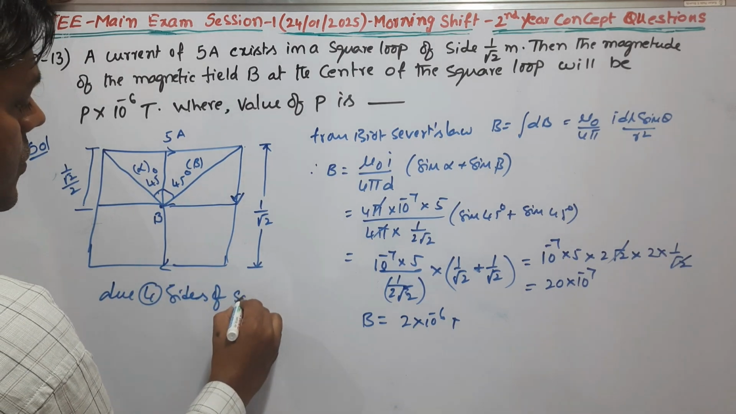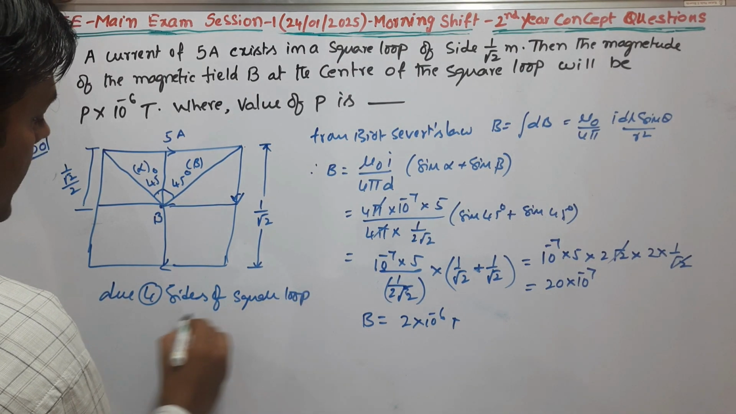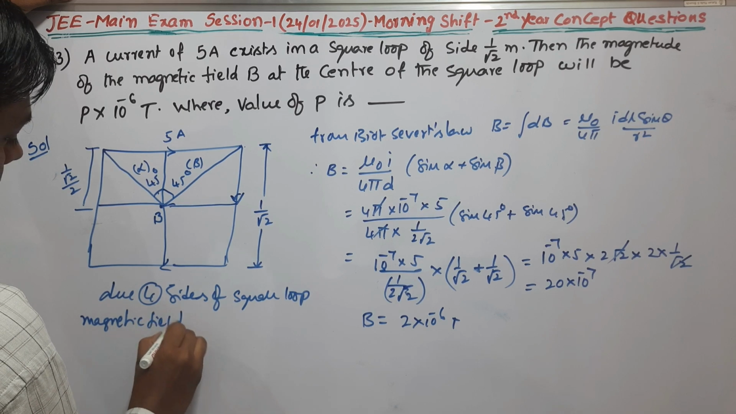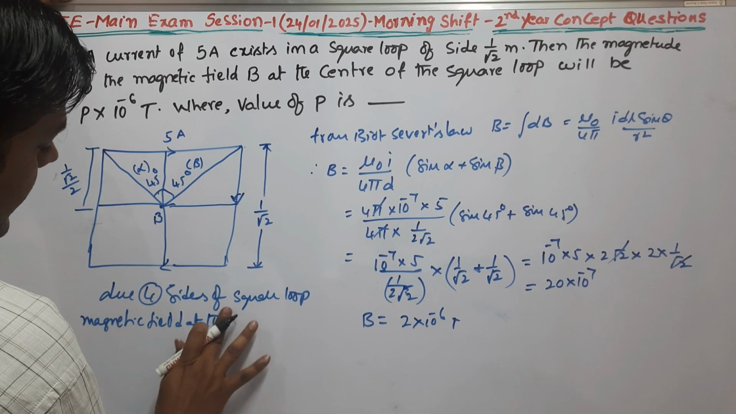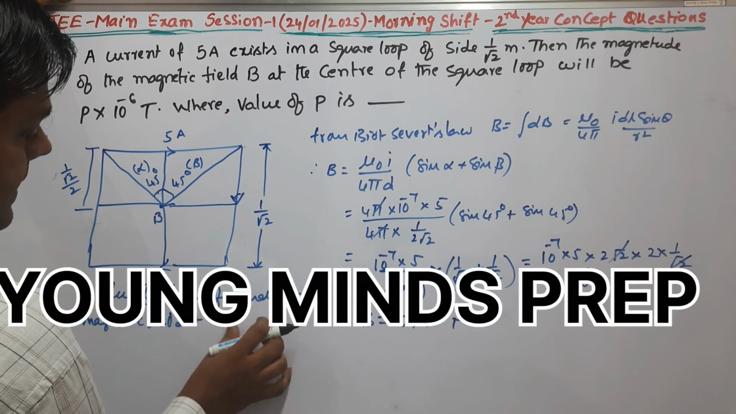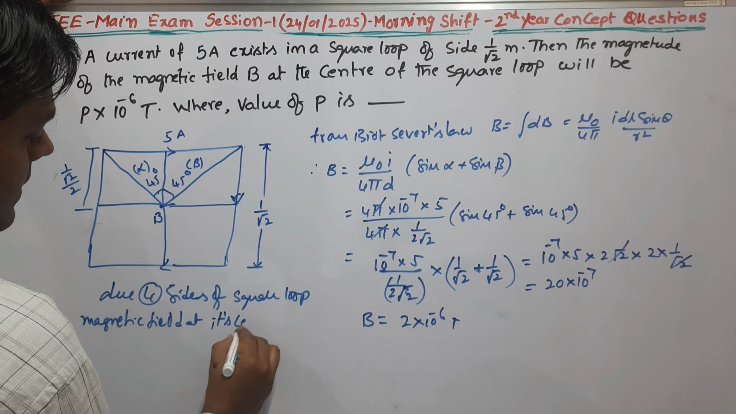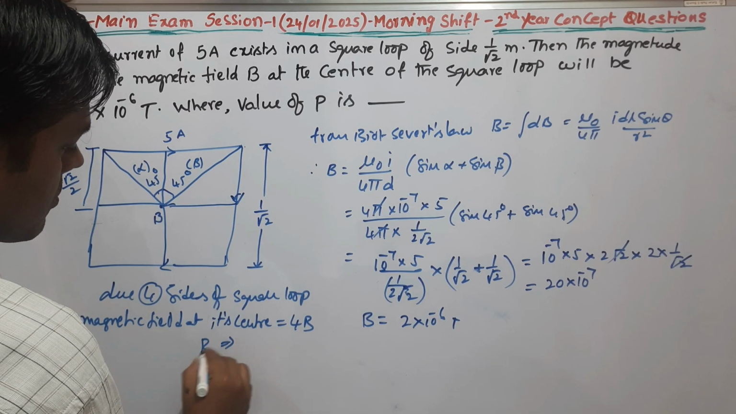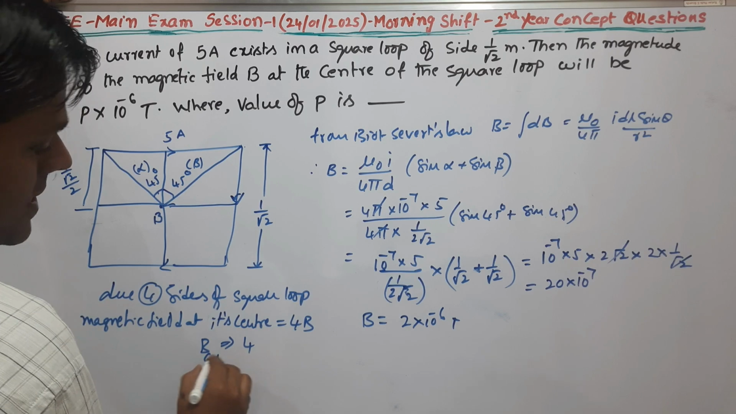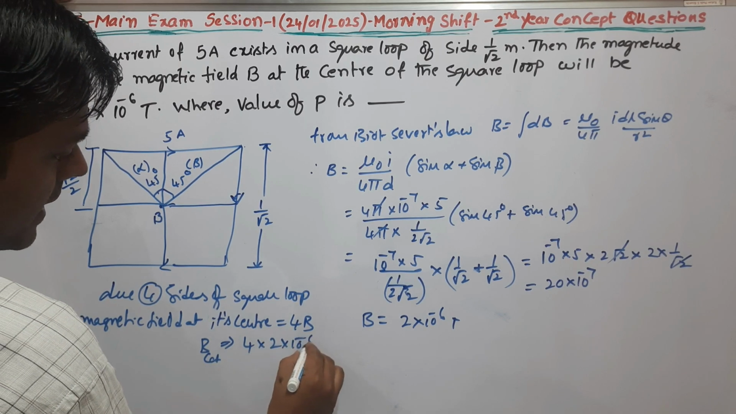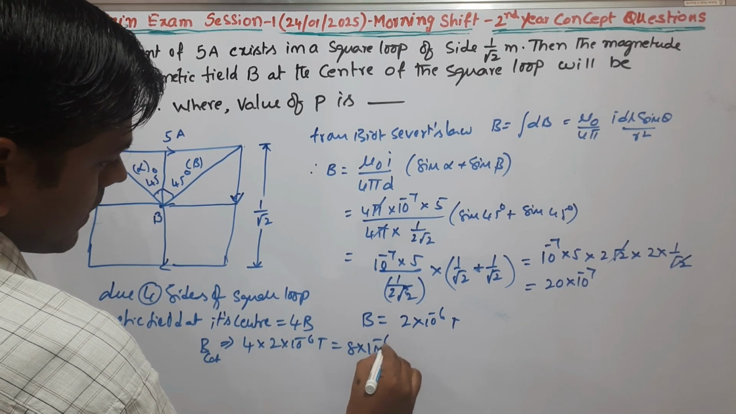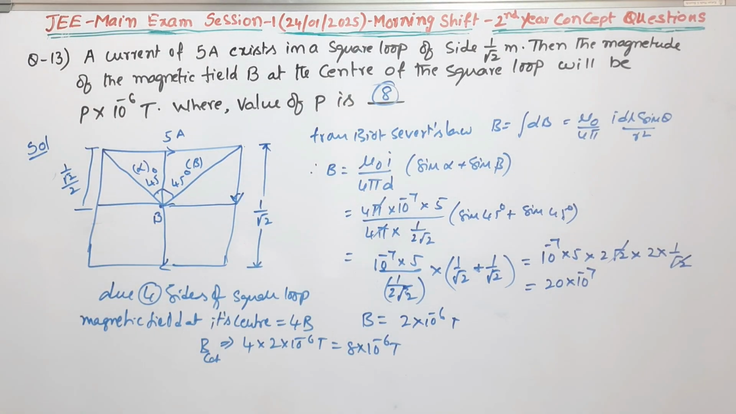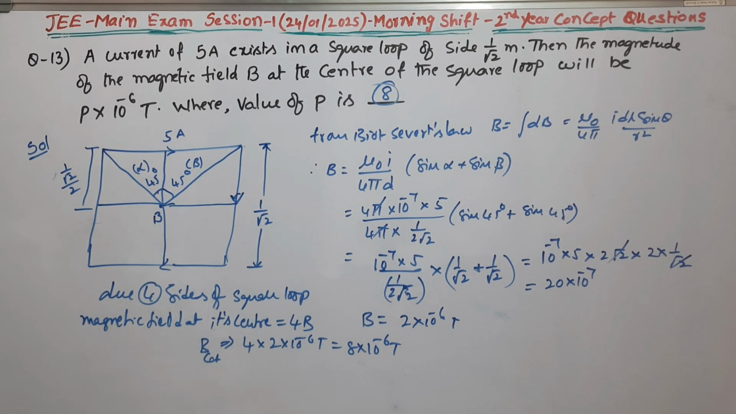of the square loop, the magnetic field at its center is equal to 4 into B, that implies B is equal to, magnetic field intensity at the center, 4 into 2 into 10 power minus 6 Tesla, that means 8 into 10 power minus 6 Tesla. So, in place of P, we get 8. So, it is the answer for this question. Okay, right.